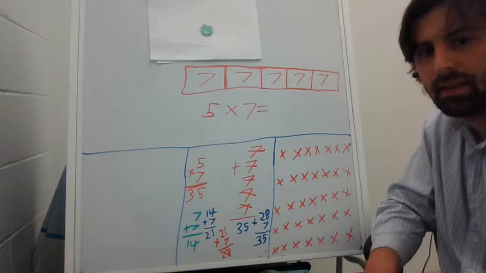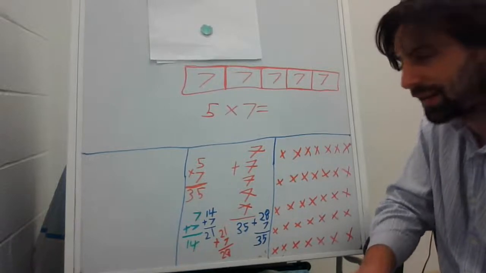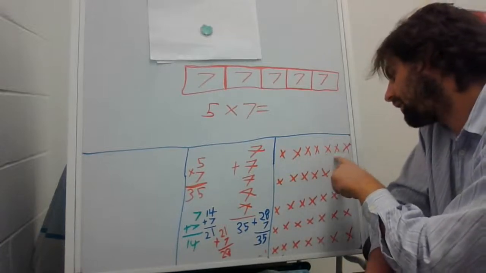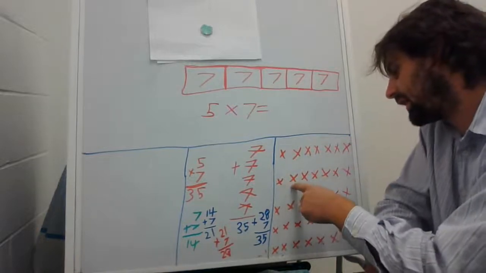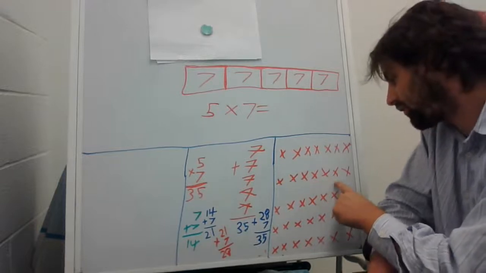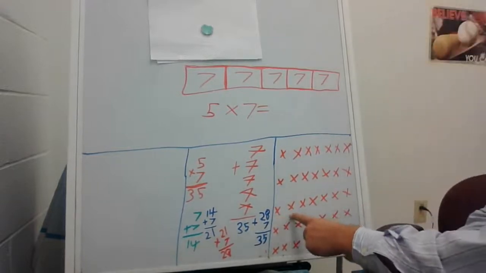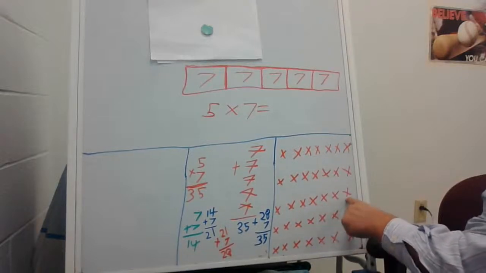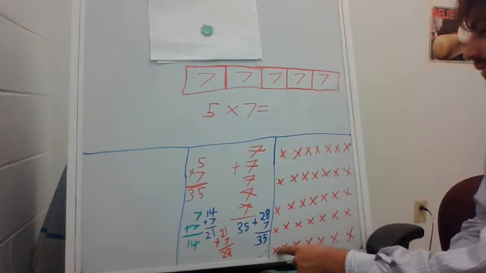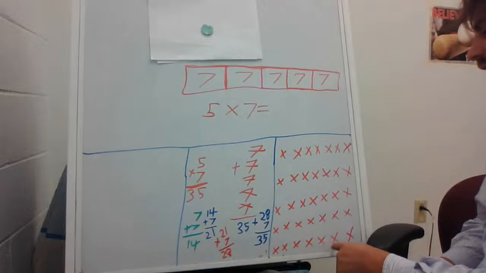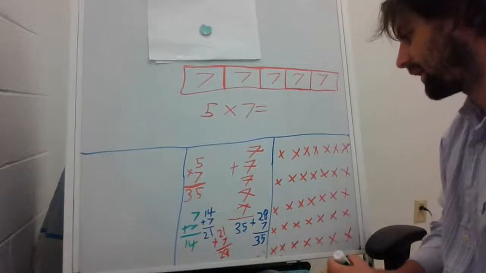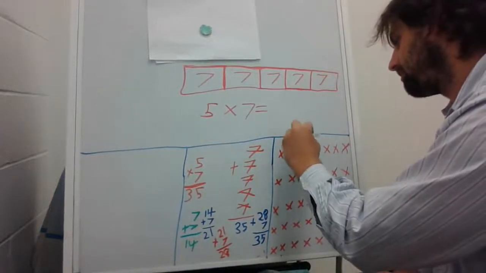5 rows of 7. So now I'm going to count the total number of x's. 1, 2, 3, 4, 5, 6, 7, 8, 9, 10, 11, 12, 13, 14, 15, 16, 17, 18, 19, 20, 21, 22, 23, 24, 25, 26, 27, 28, 29, 30, 31, 32, 33, 34, 35. All right. So same answer we got. 35.